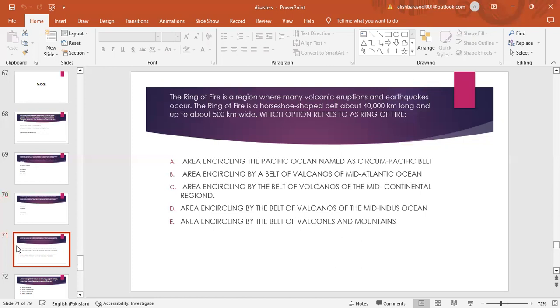A. Area encircling the Pacific Ocean named as Circum-Pacific Belt. B. Area encircling by a belt of volcanoes in Mid-Atlantic Ocean. C. Area encircling by the belt of volcanoes of the Mid-Continental region. D. Area encircling by the belt of volcanoes of the Mid-Indus Ocean. E. Area encircling by the belt of volcanoes and mountains. Alpha. Yes, A is the right answer.